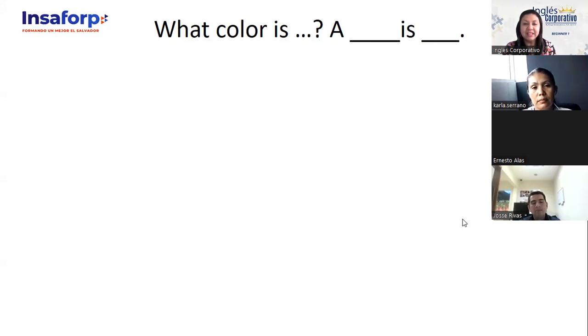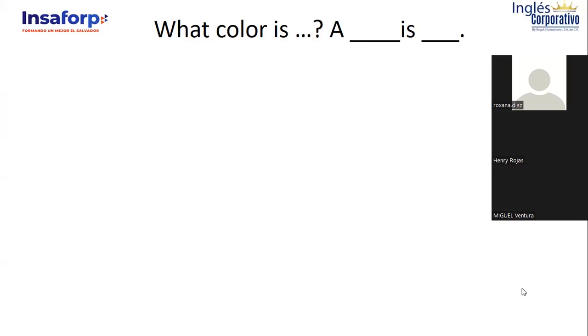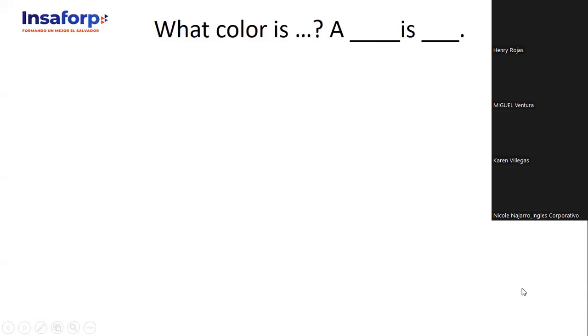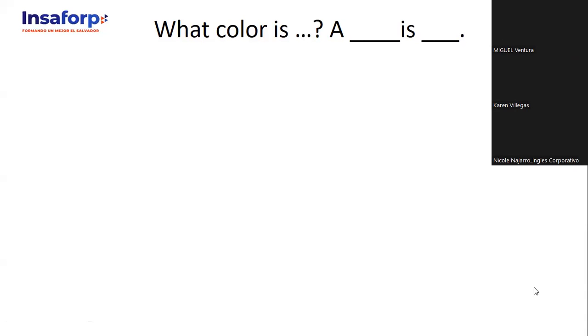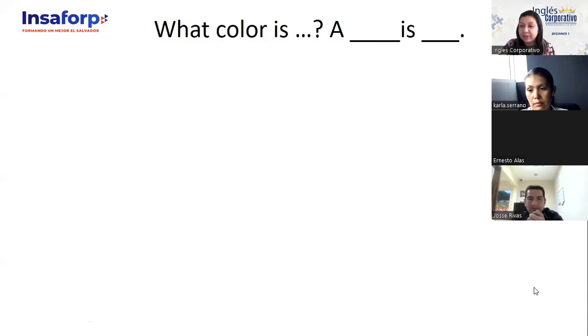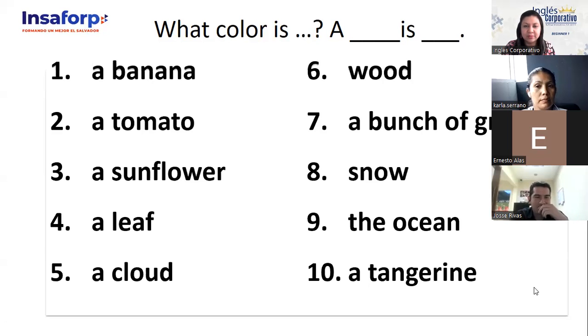So I need 10 volunteers, but we only have 7. So everybody's going to participate. We are going to start with Jose Rivas, then Samuel, then Roxana, Henry, Miguel, Karen Villegas, and also Catherine, Roxana Diaz, Carlita Serrano. Okay, so let's start. What color is a banana?